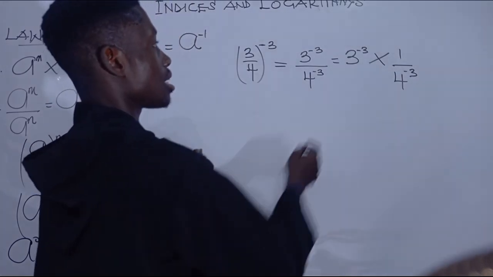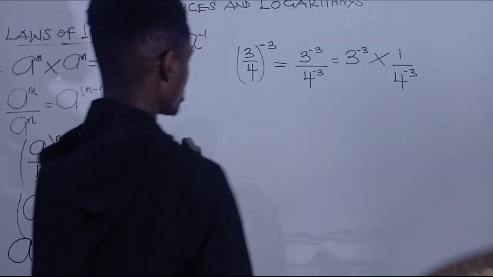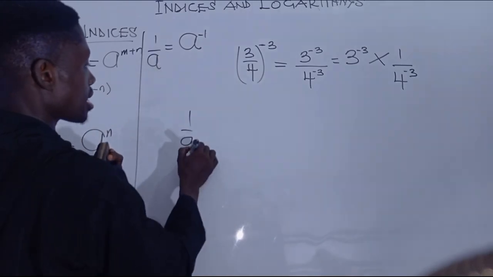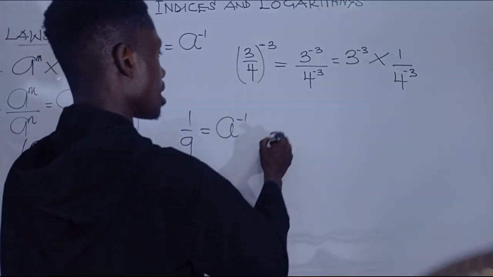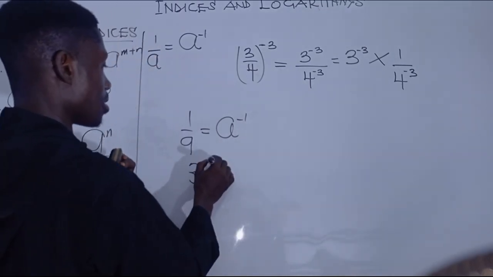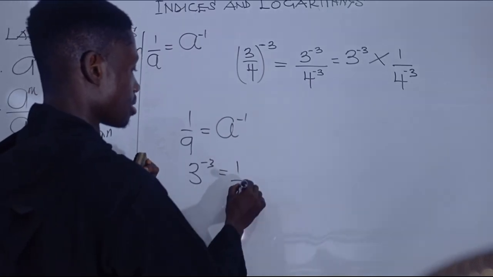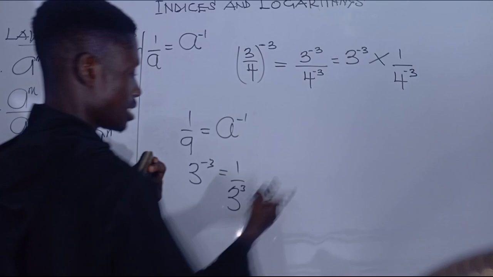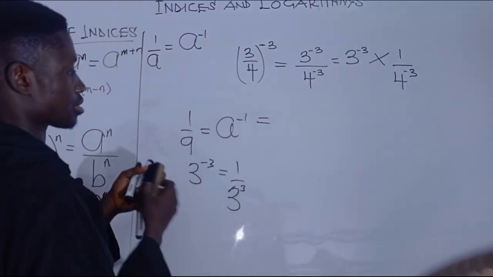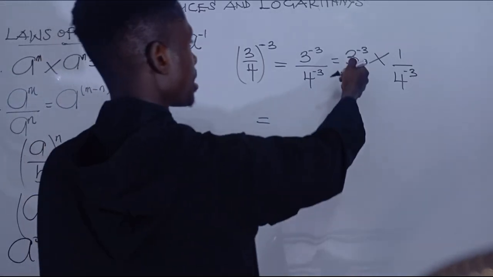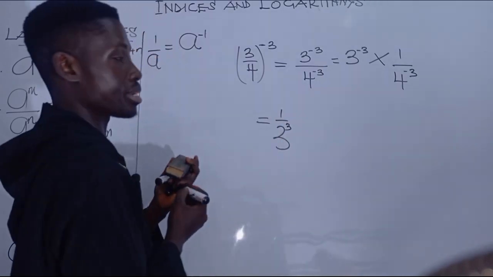Now, looking at this, from this property, we said that 1 over a can be written as a raised to the power negative 1. Therefore, when you have 3 raised to the power negative 3, we can write it as 1 over 3 raised to the power 3. So this is the same as that. So let's continue from here. So this is the same as 1 over 3 raised to the power 3.